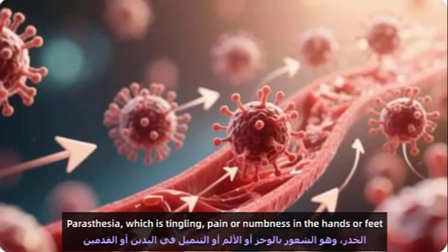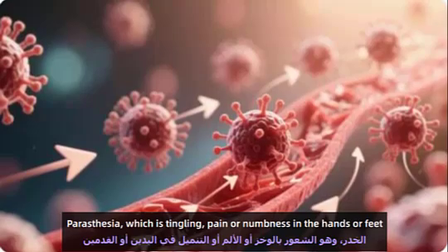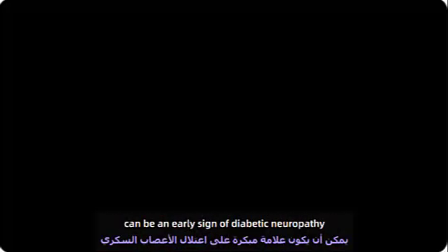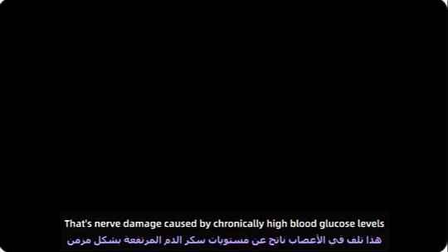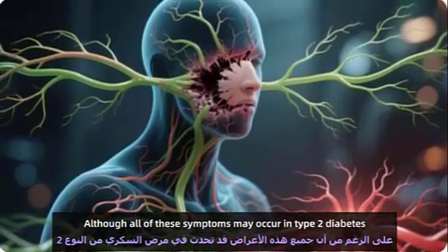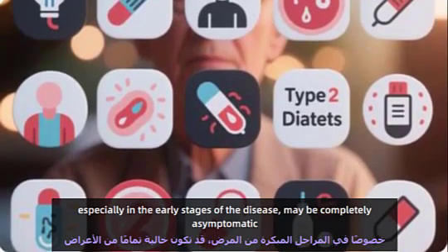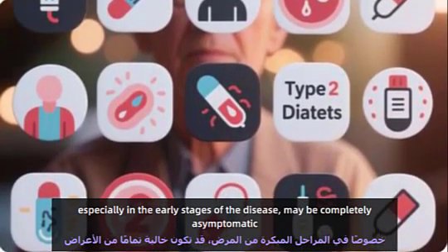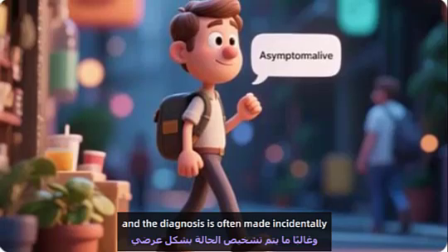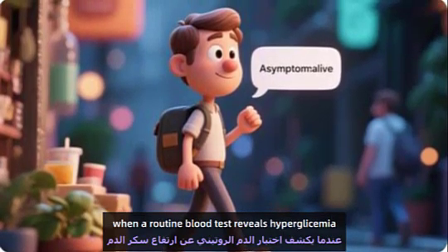Finally, paresthesia, which is tingling, pain or numbness in the hands or feet, can be an early sign of diabetic neuropathy. That's nerve damage caused by chronically high blood glucose levels. Although all of these symptoms may occur in type 2 diabetes, remember that many people, especially in the early stages of the disease, may be completely asymptomatic, and the diagnosis is often made incidentally when a routine blood test reveals hyperglycemia.